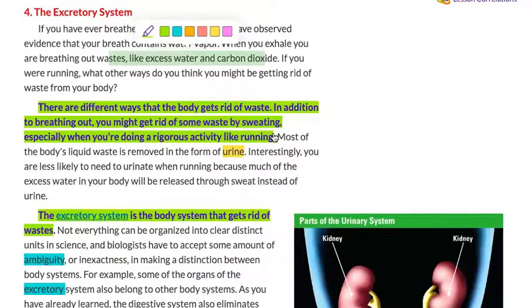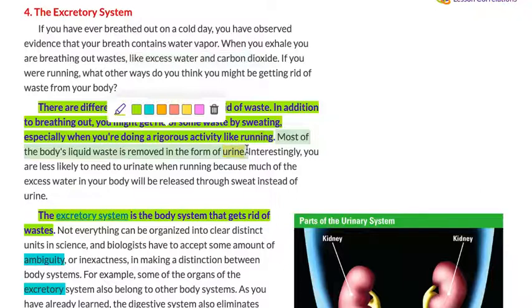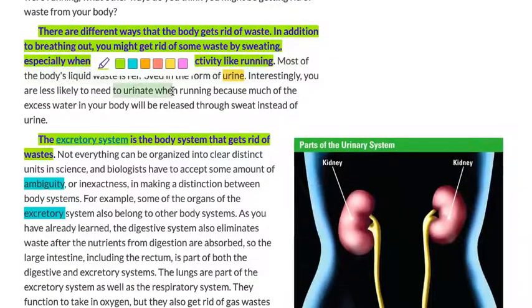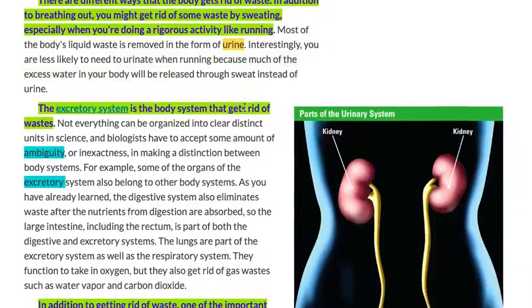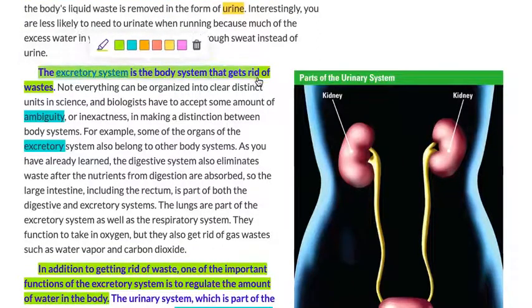Another way we get rid of waste is through sweating and through urine. Most of your body's liquid waste is removed in the form of urine. Interestingly, you're less likely to urinate when you're running because much of the excess water in your body is going to be released through sweat instead of urine. The job of your excretory system is to get rid of liquid waste.